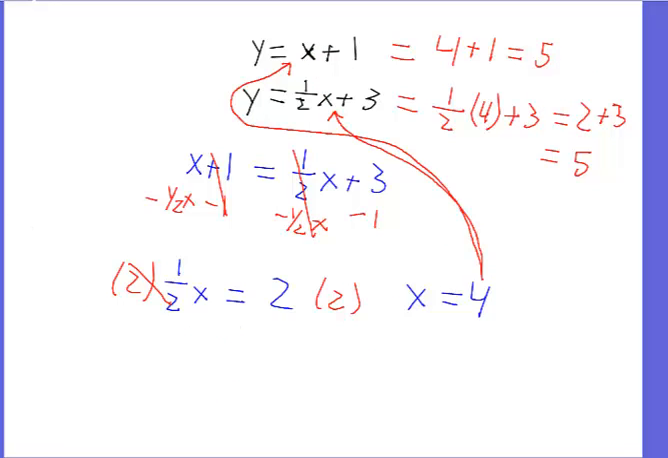And again, that's not a coincidence. That's how systems work, and that's why it doesn't matter which equation I put the 4 into, you get the same answer. You don't have to plug it into both from now on. I just wanted to show you why it works. So our answer is 4 comma 5.